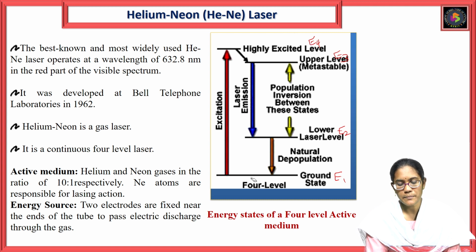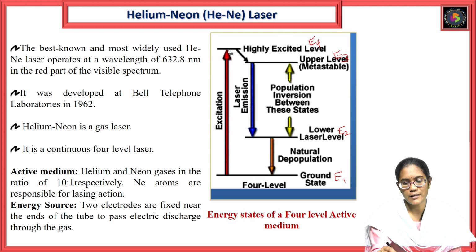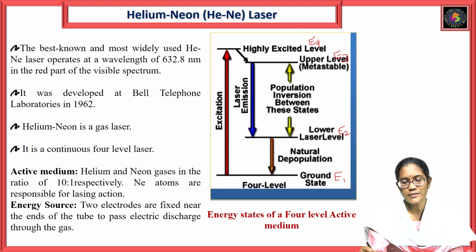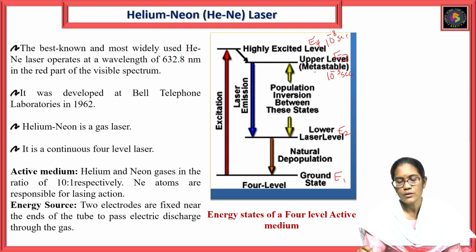Initially the atoms are present in the ground state. Due to electric discharge pumping, these atoms go to the high energy state E4. The atoms cannot stay long here. After completion of its lifetime, the atoms come to the upper metastable state. For the high energy state, the lifetime is 10 power minus 8 seconds. For the upper metastable state, the lifetime is 10 power minus 3 seconds.